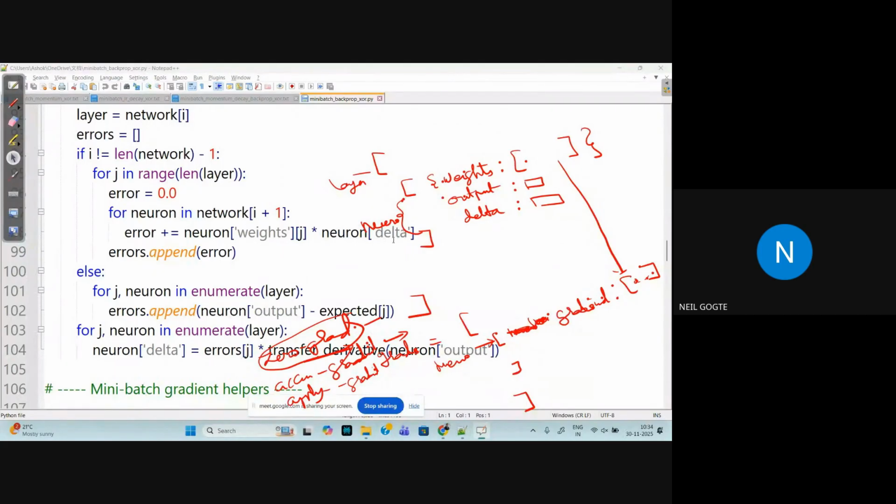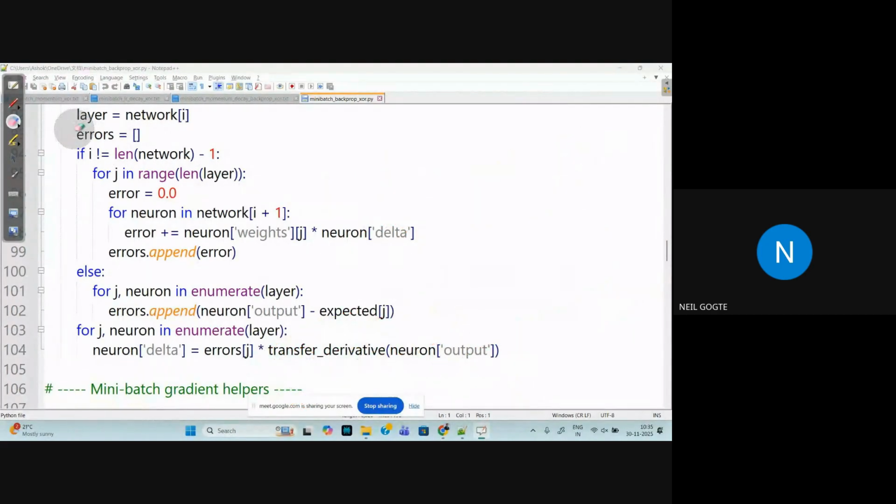So let's look at some of the code which does this delta calculation, and then we will do zero grad, accumulate grad, apply grad. This is actually a repetition which I'm going to do again, and then I'm going to show you how to do learning rate decay and the momentum. So if you're clear about these data structures, I think we can walk through the delta code a bit.